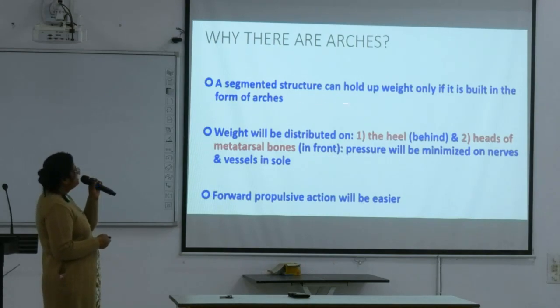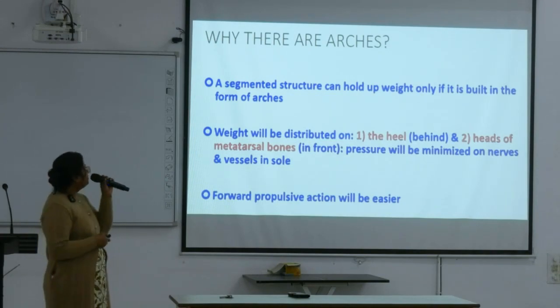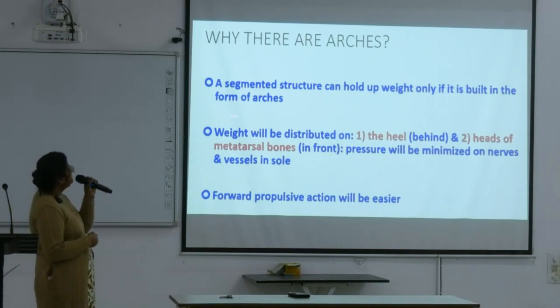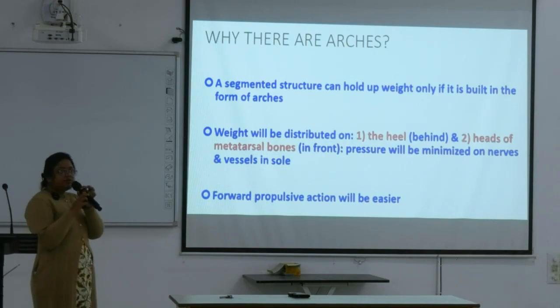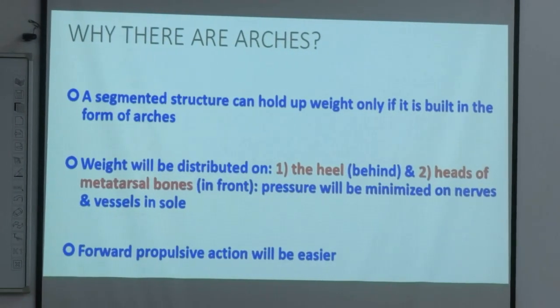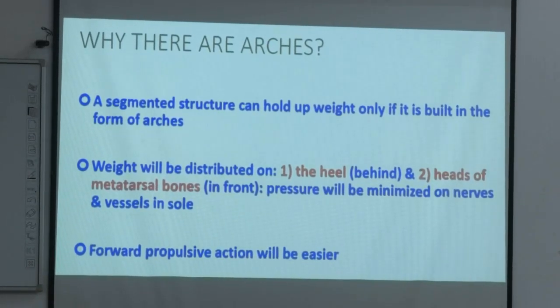A segmented structure. Our foot is formed of so many small bones. Okay. So a segmented structure can hold up weight only if it is built in the form of arches. So if we have to transmit the body weight through the foot, the foot bones are placed in the form of arches to carry the body weight properly. And so how is this body weight carried? Weight will be distributed on the heel behind, and the heads of the metatarsal bones in front.